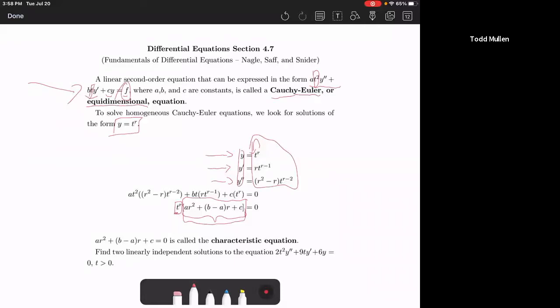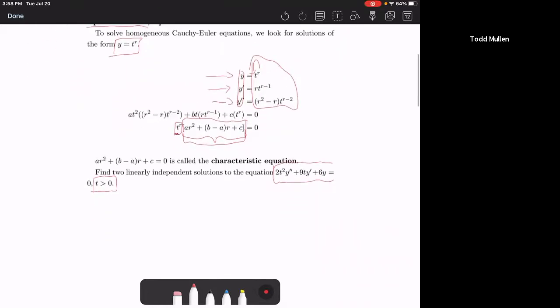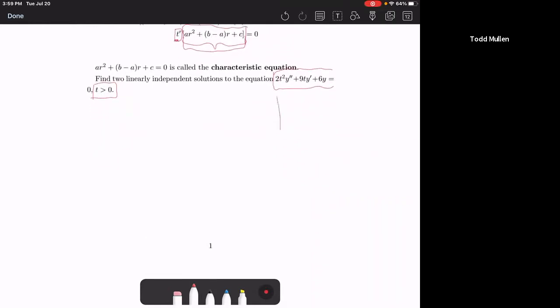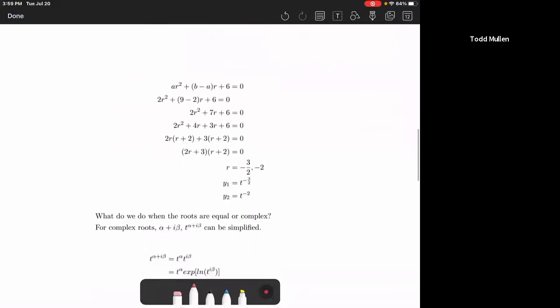Find two linearly independent solutions to the equation 2t squared y double prime plus 9t y prime plus 6y is equal to 0. We have t is greater than 0, and it will become clear when we see our solution why that's necessary. So let's jump straight into the characteristic equation. We're going to plug in a equal to 2, b equal to 9, and c equal to 6. That's what we'll see right here.